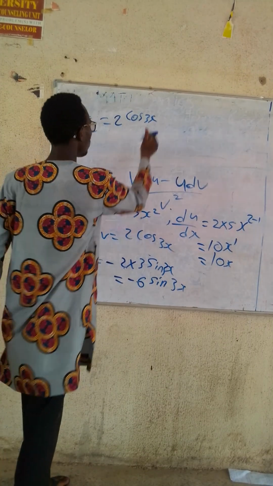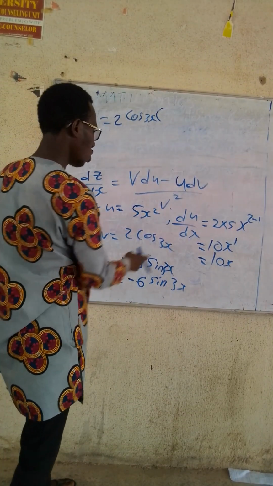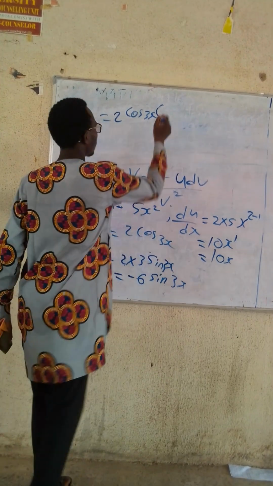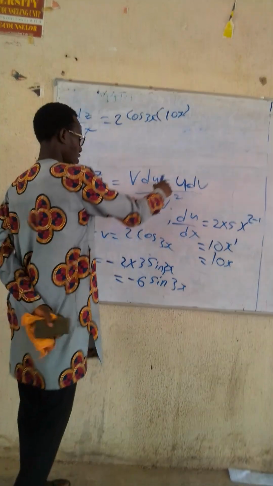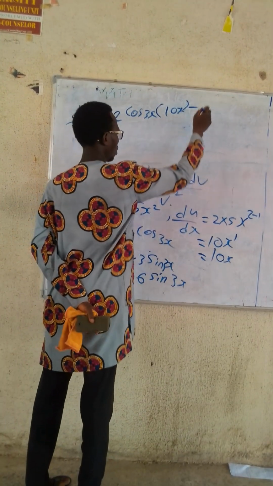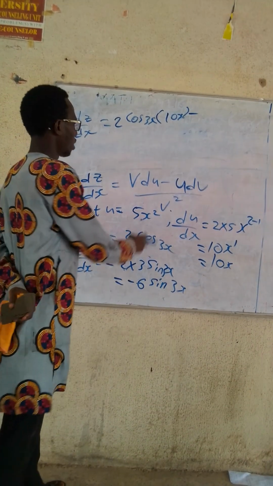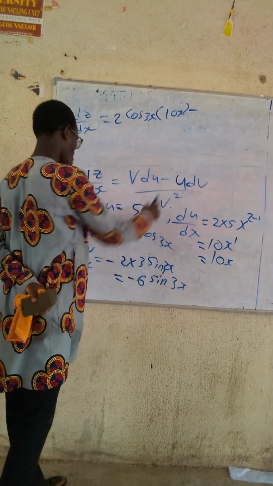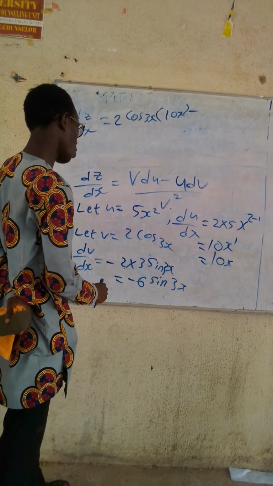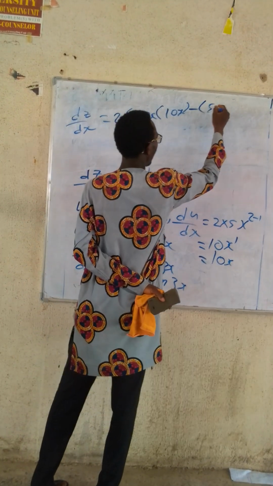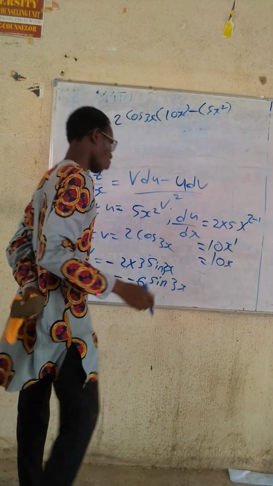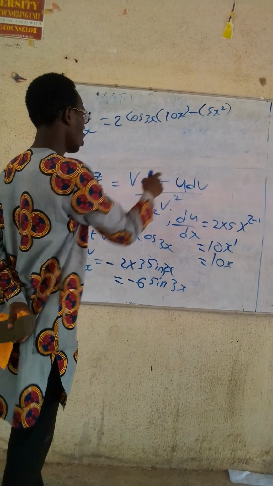Now what is our du? Our du is 10x. We have 10x. So what next do we have? Minus. Then what next we have? Our u. What was our u given to us as? 5x squared. We have 5x squared.